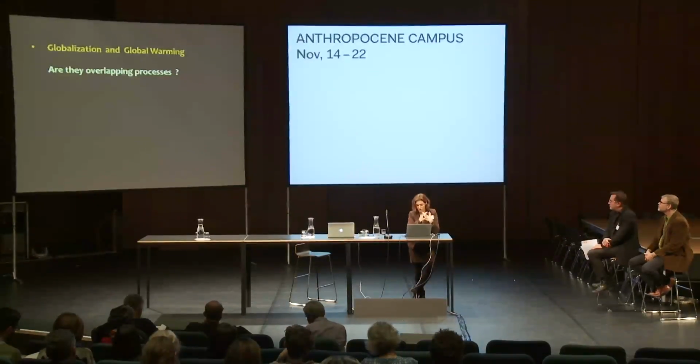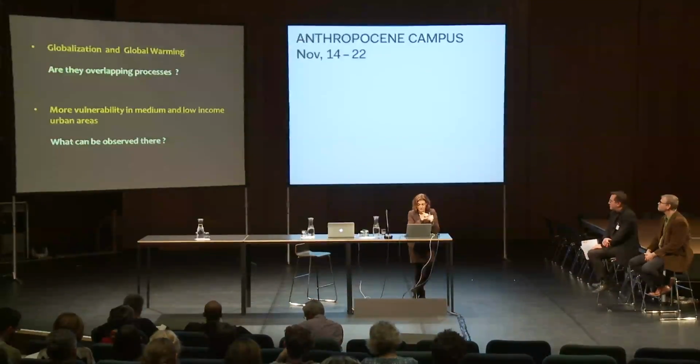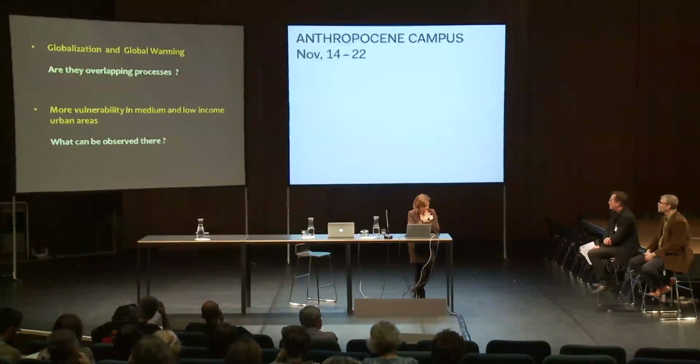This is something a bit tricky to introduce at this stage because it would require a longer time, so I'm going to go quickly, but let me just briefly say that it's been argued, for example by Chakrabarty, that globalization and global warming are outcomes of the same origins. They are consequences sharing the same origin, and they are now overlapping processes. These overlapping processes can be better observed in medium and low-income countries and in low and medium cities and urban areas. So maybe this is partially an answer to your point earlier. We cannot treat the world as one thing, of course.